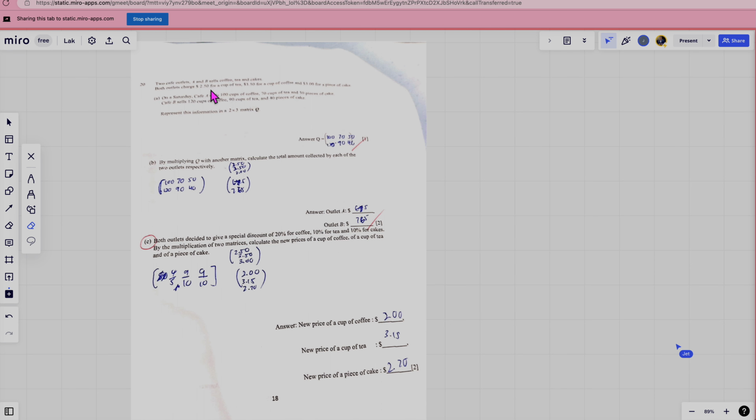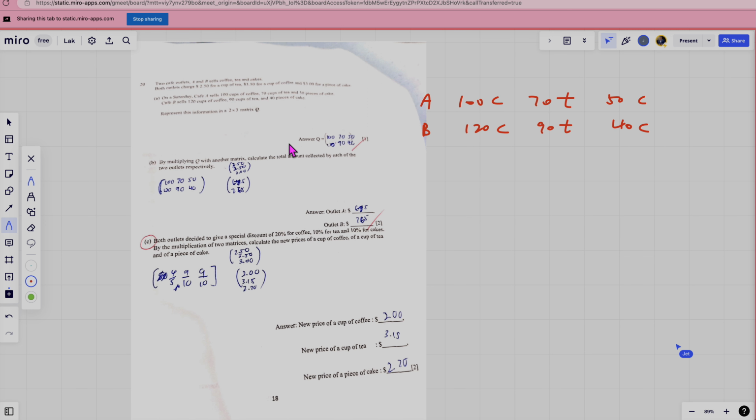Both outlets charge $2.50 for a cup of tea, $3.50 for a cup of coffee, and $3 for a piece of cake. On a Saturday, cafe A sells 100 cups of coffee, 70 tea, and 50 cake. Okay, good. So this is your matrix Q. For B, it sells 120 coffee, 90 tea, and then 40 cake.